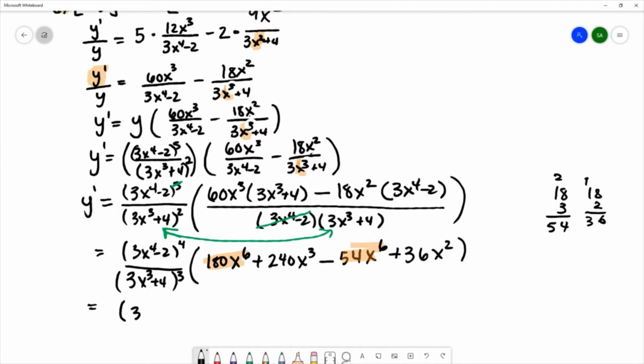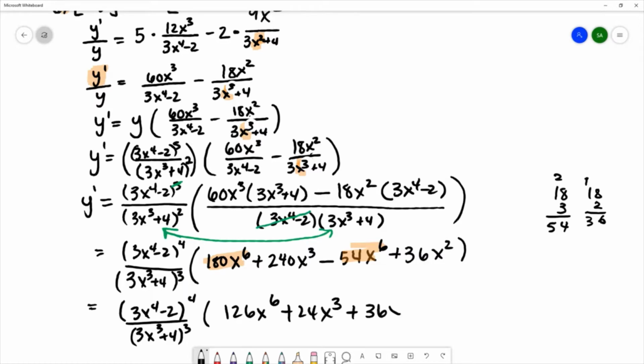So that's 3x to the fourth minus 2 to the fourth over 3x cubed plus 4 cubed times 180 minus 54, 126, thank you, plus 240x cubed plus 36x squared.